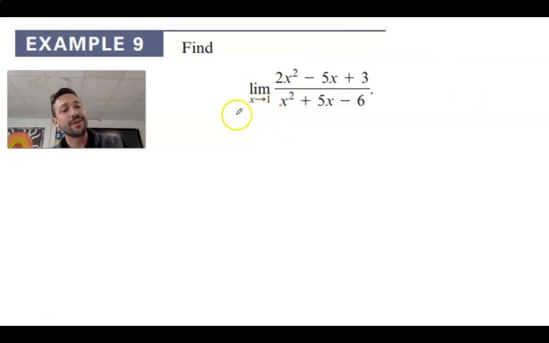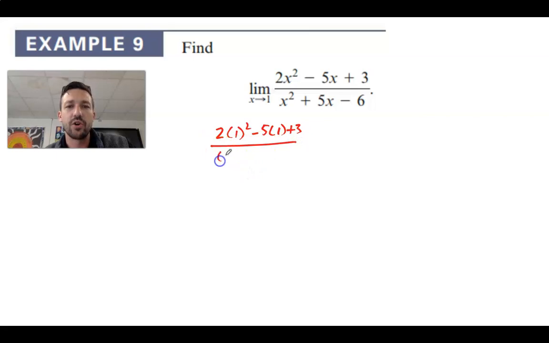So, remember, first step. Limit as x approaches 1, just plug in 2 times 1 squared minus 5 times 1 plus 3 over 1 squared plus 5 times 1 minus 6. Let's see what this makes. 1 squared is 1 times 2 is 2. So we got 2 minus 5, because 5 times 1 is 5, plus 3. 2 minus 5 is negative 3, plus 3 is 0. So the top is giving me 0.